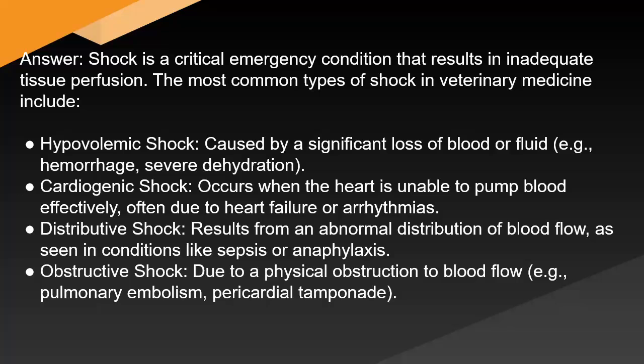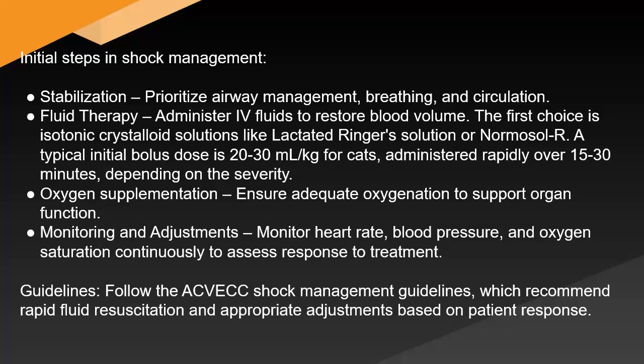The most common types of shock in veterinary medicine include hypovolemic shock, caused by a significant loss of blood or fluid, e.g. hemorrhage, severe dehydration. Cardiogenic shock occurs when the heart is unable to pump blood effectively, often due to heart failure or arrhythmias. Distributive shock results from an abnormal distribution of blood flow as seen in conditions like sepsis or anaphylaxis. Obstructive shock is due to a physical obstruction to blood flow, e.g. pulmonary embolism, pericardial tamponade.